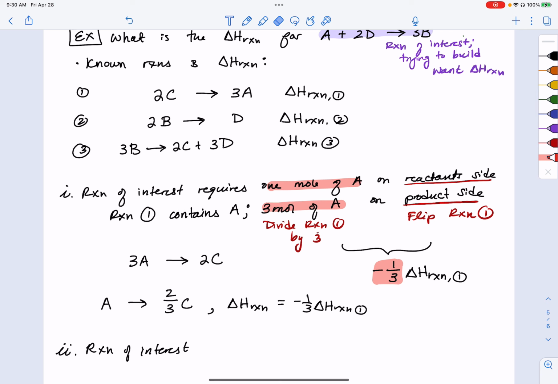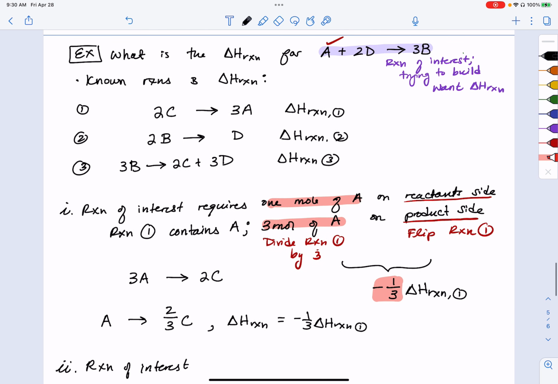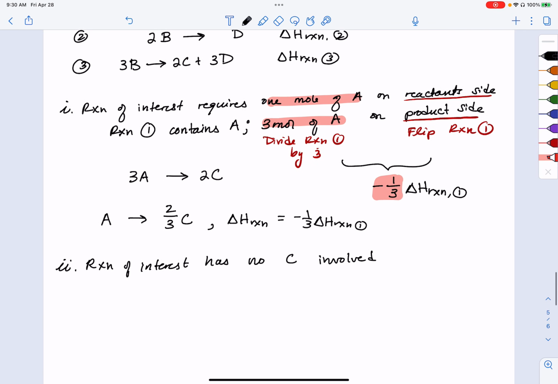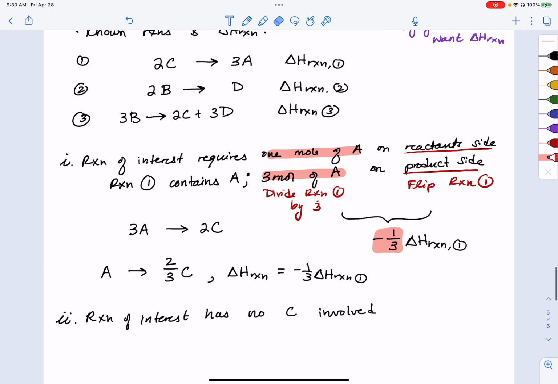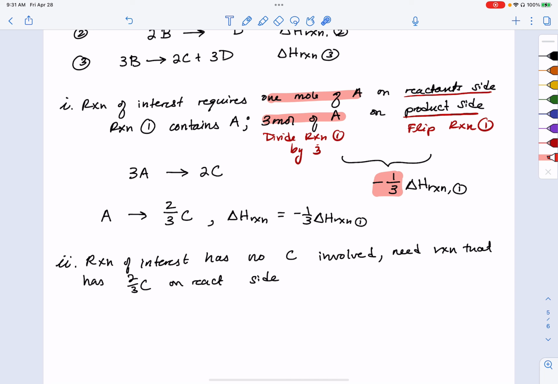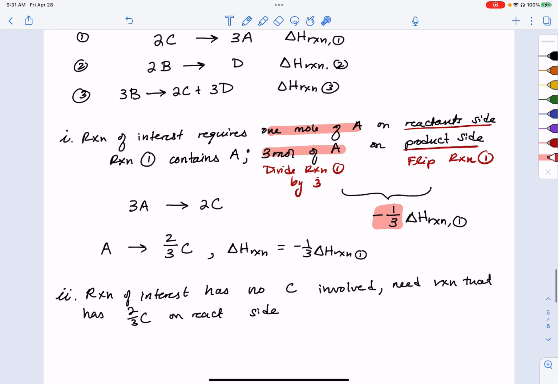So our reaction of interest has no C involved. Meaning that I'm going to need to manipulate some of my other reactions such that my 2/3 C cancels out. So I need a reaction that has 2/3 C on the reactant side. This will cancel out with my manipulated first reaction. So if I'm looking at my reactions that are given, I see that, okay, well, reaction 3 involves C.